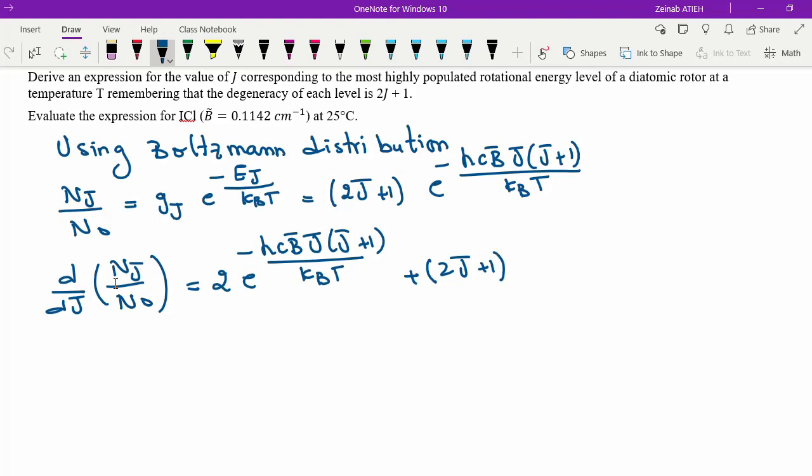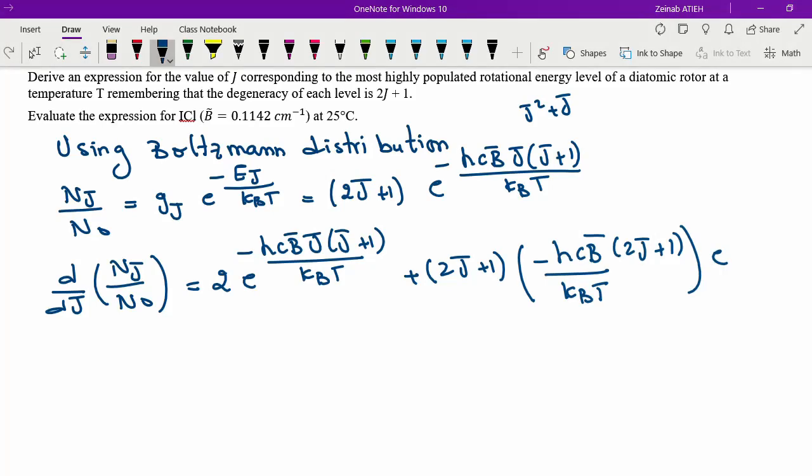The derivative of the power with respect to J, remember we have J squared plus J, so the derivative with respect to J will give us the factor minus hcB bar over kBT. This remains, it's a constant. And the derivative of J squared plus J will be 2J plus 1. And for sure, the exponential minus hcB bar J(J plus 1) divided by kBT. This must be equal to 0.